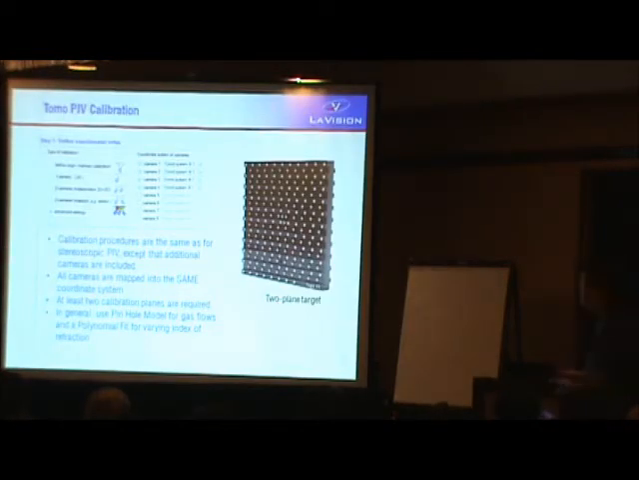Calibration. Really not many changes for your initial calibration compared to stereo PIV. We're still using the same techniques, using a calibration target with either a single plane or multiple planes on the target. The main difference is that we're adding more cameras into the system. Okay? Since all cameras are looking at the same volume, we map all those cameras into the same coordinate system.